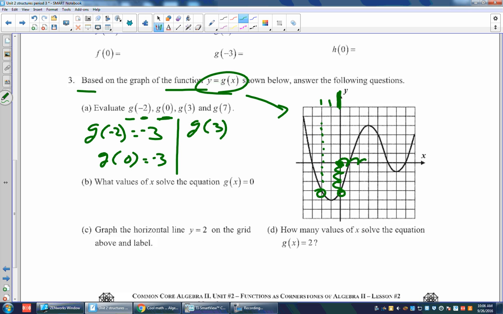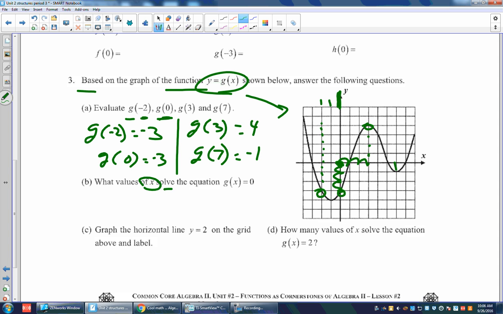What's the function evaluated at +3? 0, 1, 2, 3. So at +3, I go up 1, 2, 3, 4, and I'm on the function. So that's 4. G of 7 is -1. The function evaluated at 7 is -1.